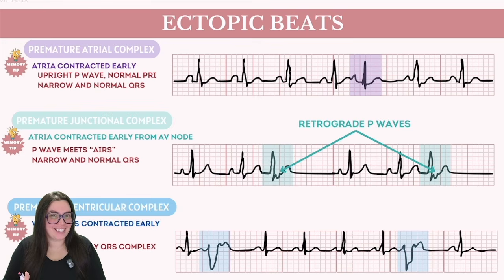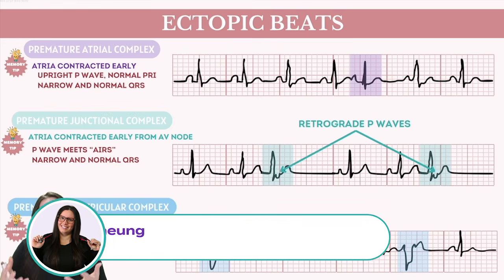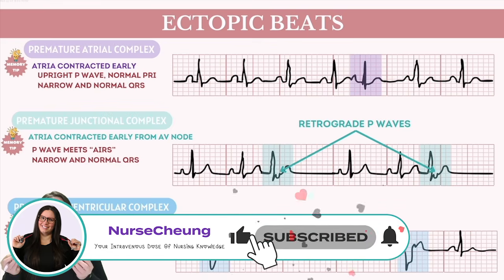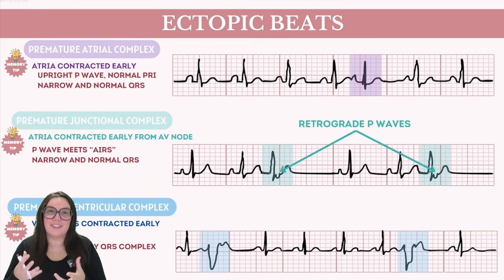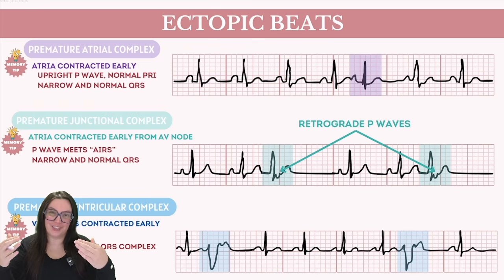PACs, PJCs, and PVCs are all types of premature heartbeats that have an extra beat that interrupt the regular rhythm of the heart. Each of these rhythms originate from different parts of the heart's electrical conduction system. So starting with our premature atrial contractions, also known as PACs, these particular ectopic beats are going to originate in the atria, which are above the ventricles.